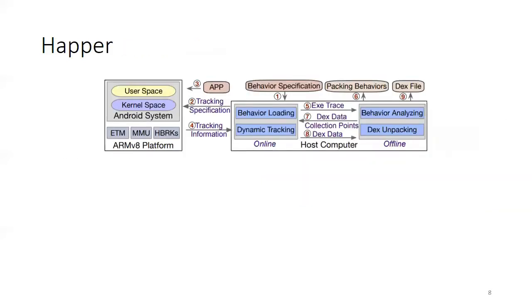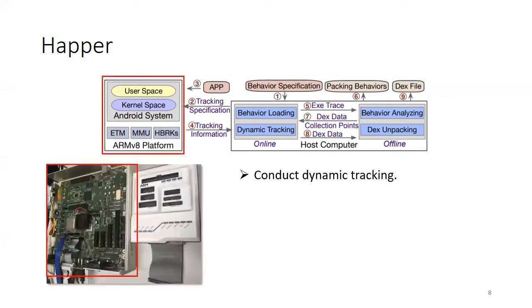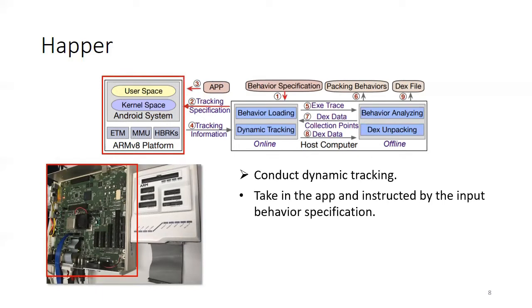This figure shows the high-level overview of Happer, which consists of two parts: an ARM platform placed at the left side of the figure and a host computer placed on the right side of the figure. The ARM platform is responsible for conducting dynamic tracking, including tracing executed instructions, fetching the accessed memory data, and dumping the released bytecode. When monitoring runtime behaviors, Happer loads and parses the behavior specification written in the domain-specific language and then instructs the ARM platform to conduct the tracing task.